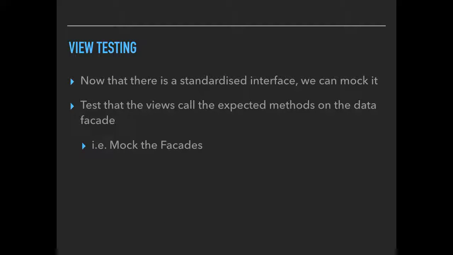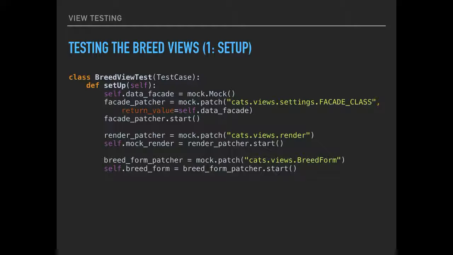Well, we've got a standardized interface, so we can mock it. And we can test that our view calls all the methods that we expect on our data facade. So we're just mocking the facades. In the setup method, I'm just patching my facade loader, patching Django's render method, and patching the breed Django form, so that I have mocks for all of those.